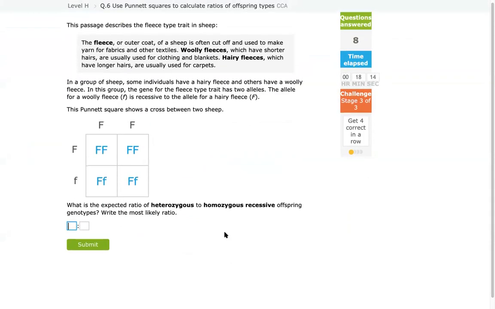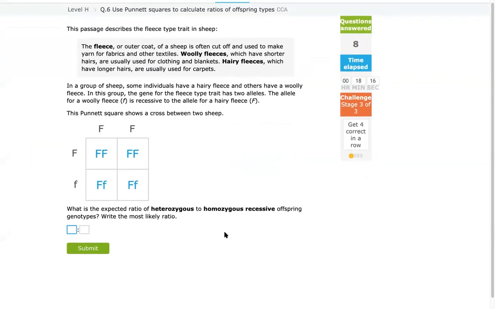So this is going to be your pop quiz here, to come up with this ratio for heterozygous over homozygous recessive. What is the ratio of heterozygous fleece to homozygous recessive fleece? Okay, and we're looking at woolly fleece being the recessive and hairy fleece being the dominant. How many heterozygous to homozygous recessive? Y'all have got to pay close attention to what it's asking.